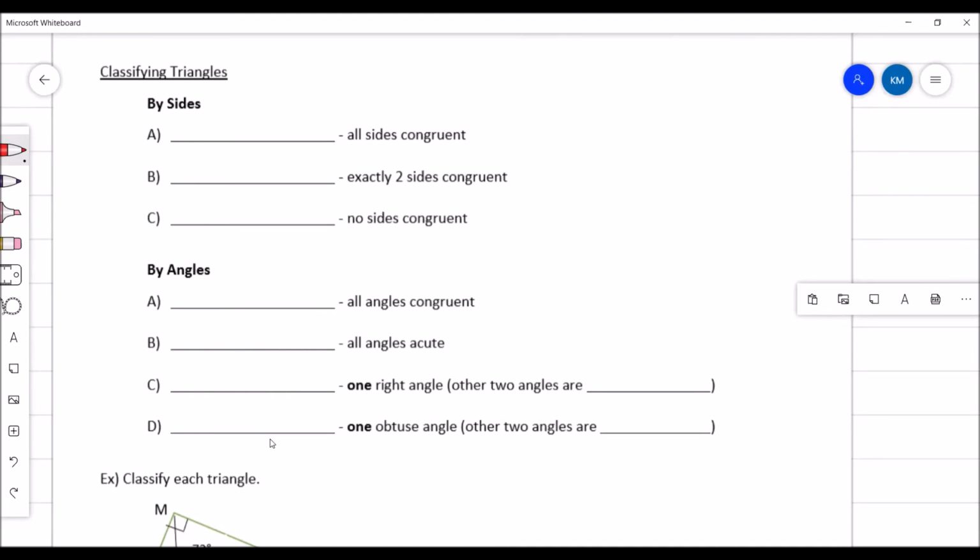By their sides, if we have a triangle with all the sides congruent, we will call that an equilateral triangle. Equilateral sides, equal sides. If exactly 2 of the sides are congruent, we will call that an isosceles triangle. You don't really say isosceles, but that's how I remember to spell it. Isosceles right there. And if no sides are congruent, we call that a scalene triangle.